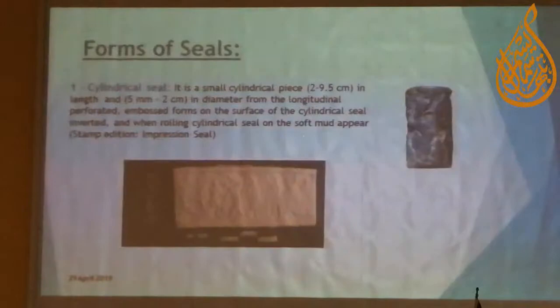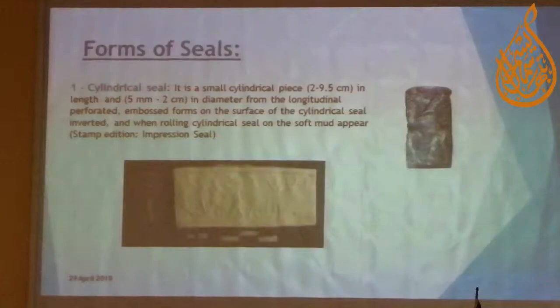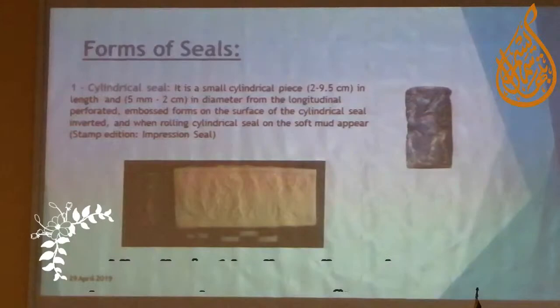Forms of seals. The cylindrical seals. It is a small cylinder base. Inside forms on the surface of the cylindrical seals are inverted, and when rolling the cylindrical seals on the soft mud, the images appear.